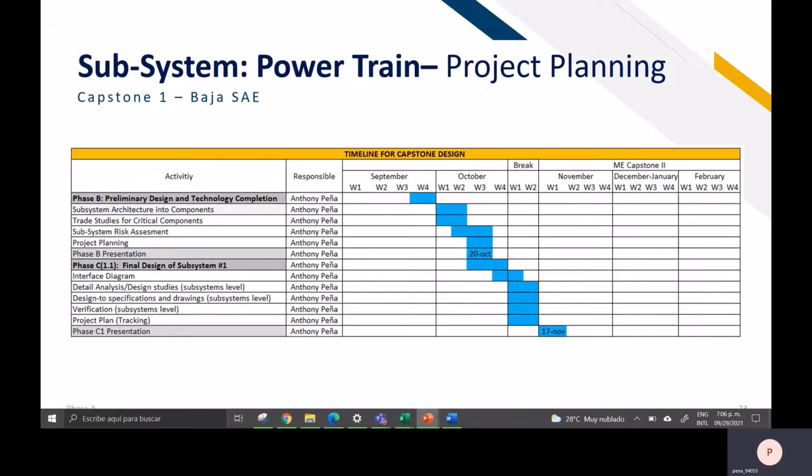Okay, in phase B, I worked on subsystem architecture in week 4 of September, a study of critical components in October, weeks 1 and 2, subsystem risk assessment in weeks 1 and 2 of October, and project planning in week 3 of October. And the final presentation is today.